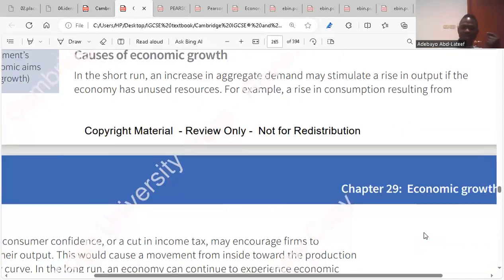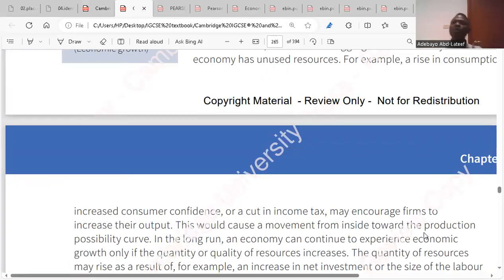Do you get the point I'm making here? If resources are unused in the short run, then it's easy for firms to increase their output based on an increase in aggregate demand. Yes. That's in the short run.